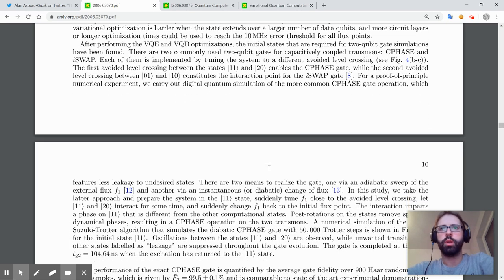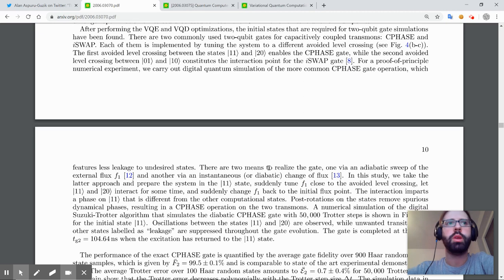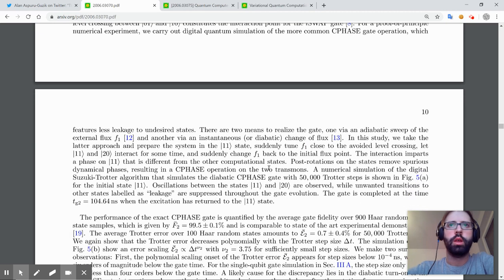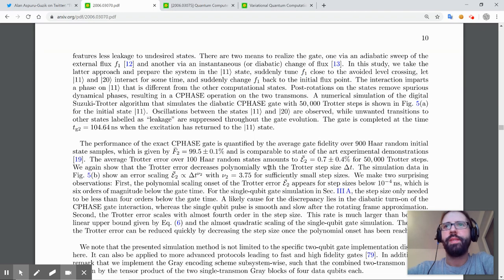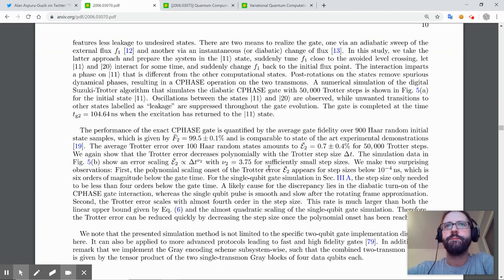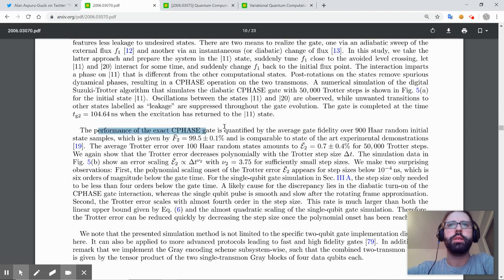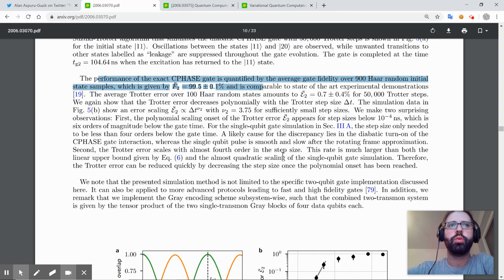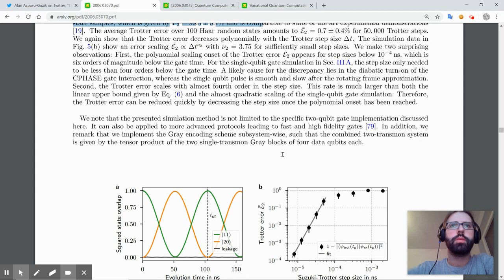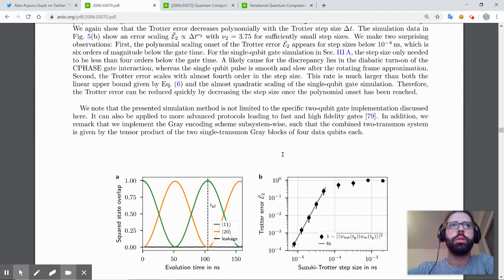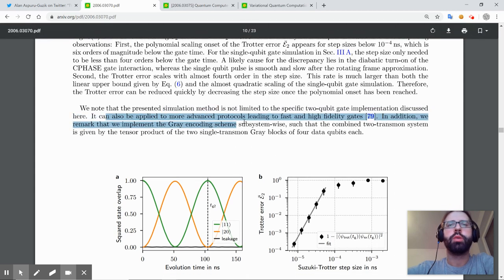There are 2 means to realize the gate, one via an adiabatic sweep of the external flux. This is tougher than I expected. The performance of the exact... It can also be applied to more advanced protocols leading to fast and high fidelity gates.